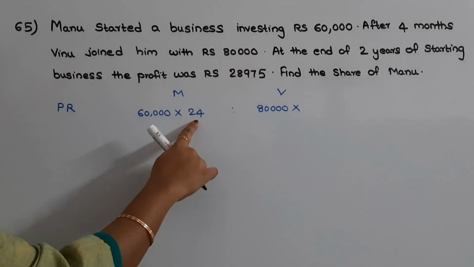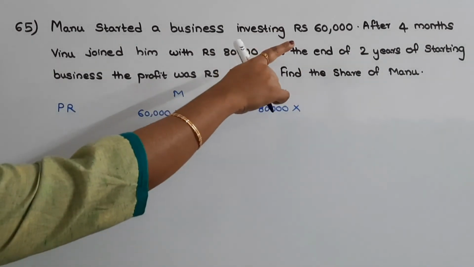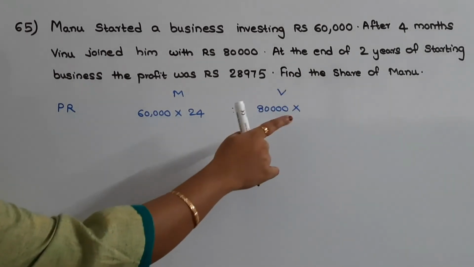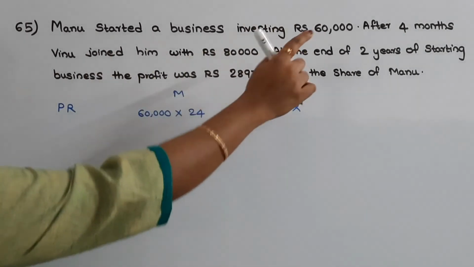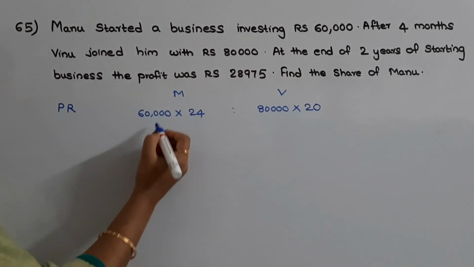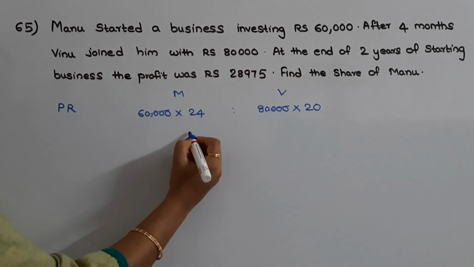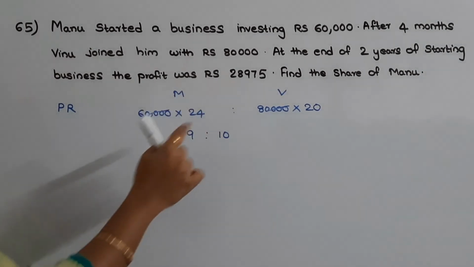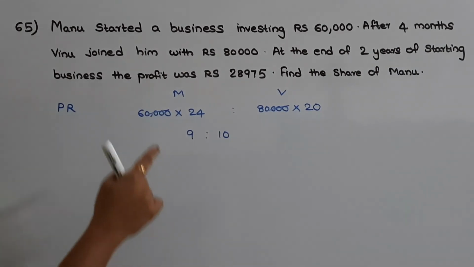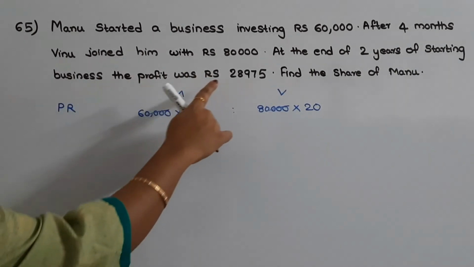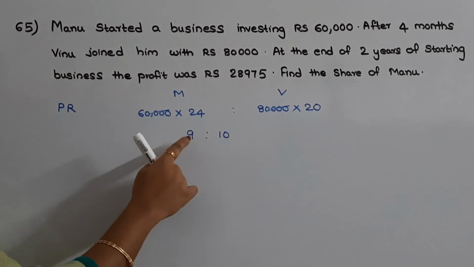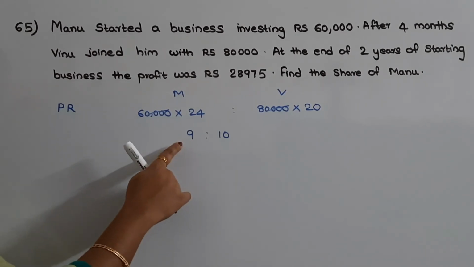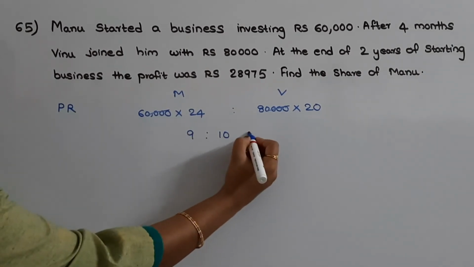Total number of months is 24, and they are telling that he joined Manu after 4 months, which means the time period of Vinu will be 24 minus 4, that is 20 months. Now on simplifying, we will get the ratio as 9 is to 10. So the profit ratio of Manu and Vinu is 9 is to 10. In the question the total profit of Manu and Vinu is given, so we need to find out the sum of the ratios of their profit. That will be 9 plus 10, that is 19.